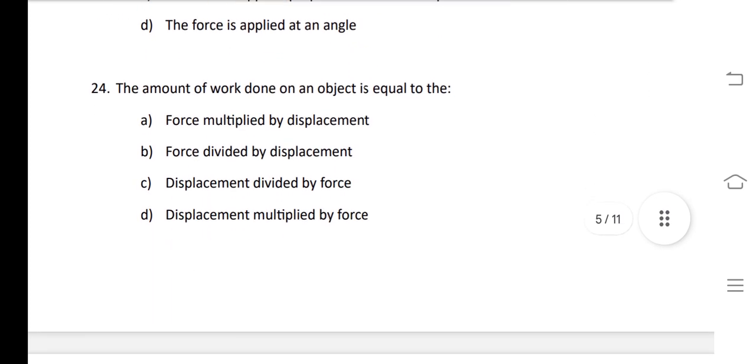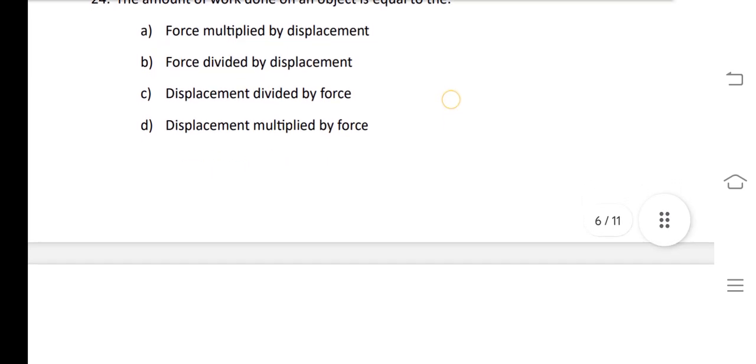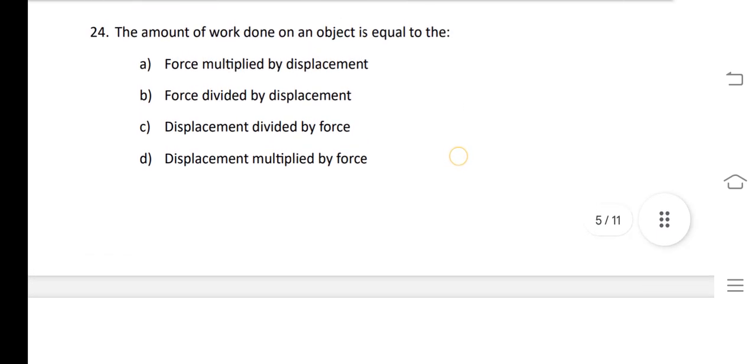Our next question is, the amount of work done on an object is equal to force multiplied by the displacement. Option number A is the correct answer. Here one more thing, in this question option A and option D are the same, there is no difference in them. First says force multiplied by displacement, last says displacement multiplied by force. So both are the correct answers.